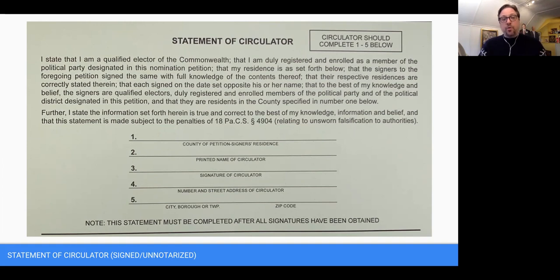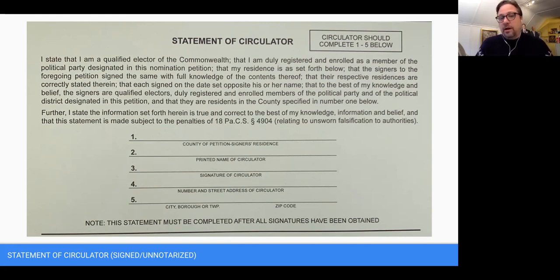You'll notice that line 1 is the county of the petitioner's residence. That should be Erie County. The second line is the printed name of the circulator, the third, the signature, and then the circulator's mailing address.